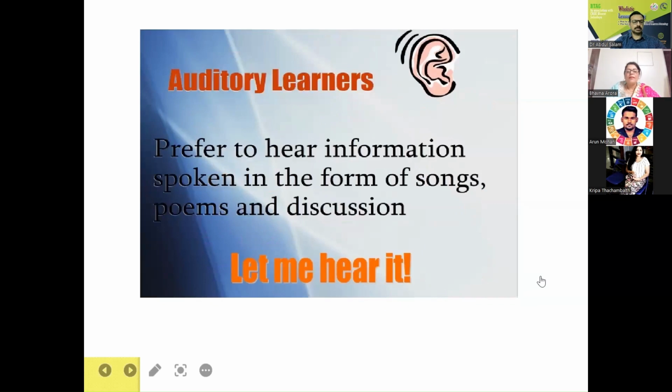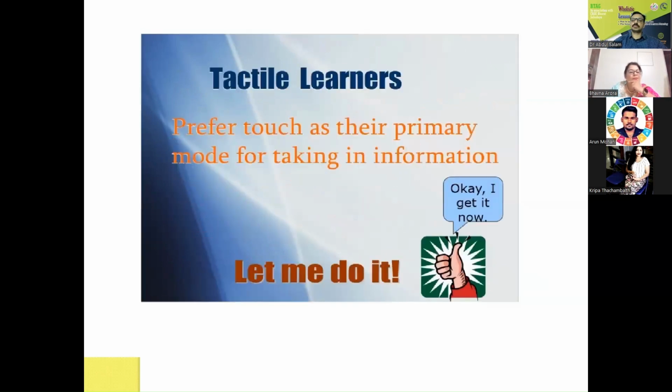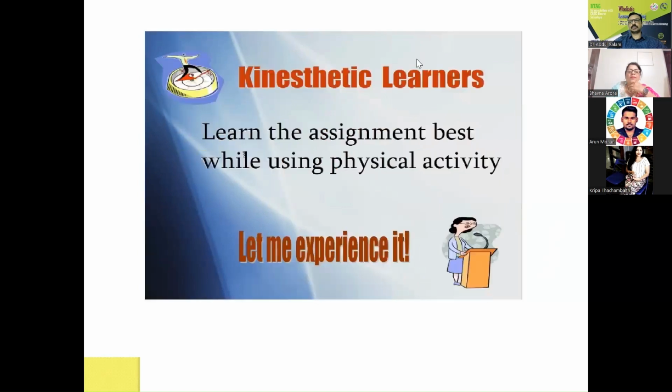Now when we talk about multisensory learning, the information enters your brain through four main ways, which are sight, hearing, touch and movement. The one you use the most is called your preferred learning style. Now there are four kinds of learners. First, visual learners, who learn by sight, and auditory learners, who learn by hearing. Then we have tactile learners, who learn by touch, and kinesthetic learners, who learn by movement or action.